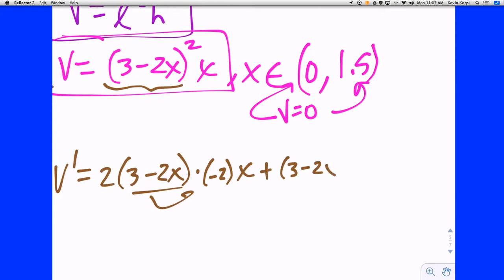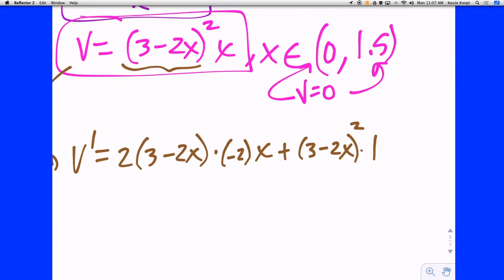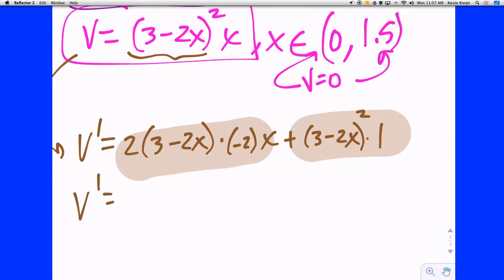plus 3 minus 2x squared times the derivative of x, which is 1. Okay? Now, when something is partially factored, if you have multiple terms and they're partially factored, don't just start expanding it out and combining like terms. Look to see if you can pull out a common factor. And I see that there's at least a 3 minus 2x that I can factor out of both of them.